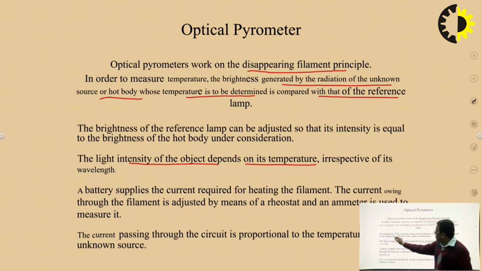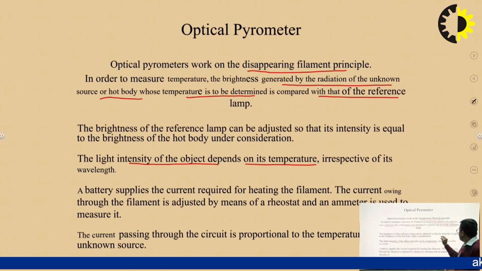For that purpose, the brightness of the reference lamp is adjusted so that its intensity is equal to the brightness of the hot body under consideration. So the brightness from the reference lamp through which the filament is connected and the intensity of light emitted from that surface are equal. That is the basic idea behind the disappearing filament principle.